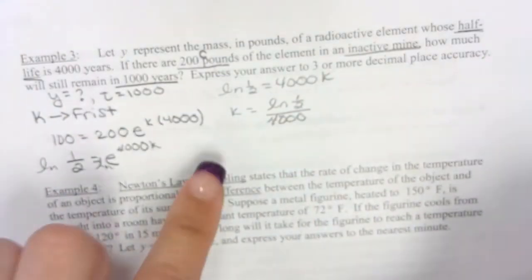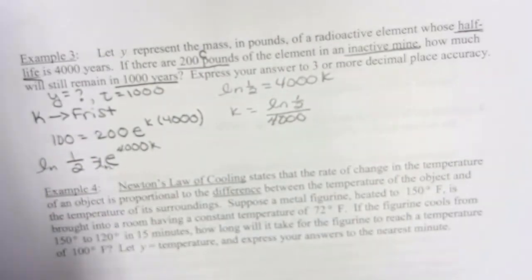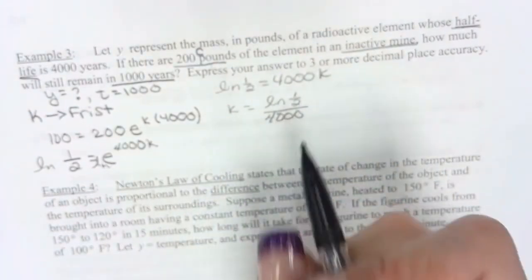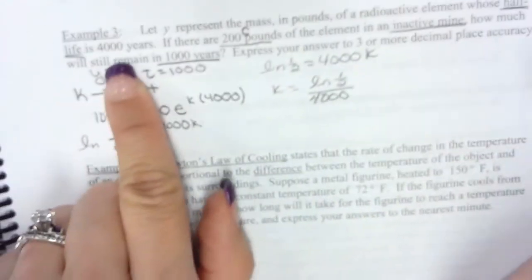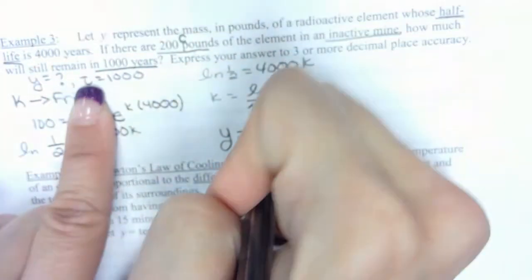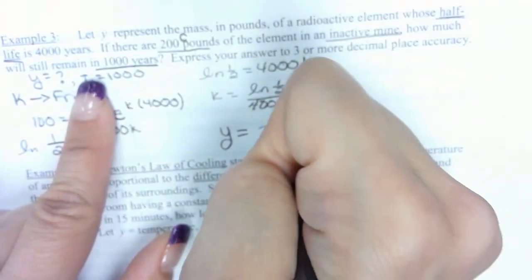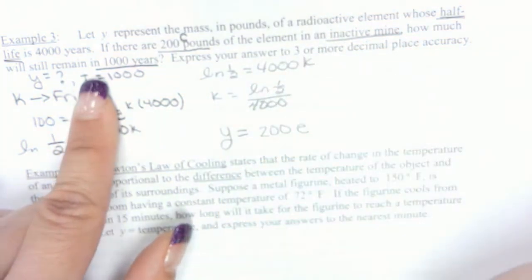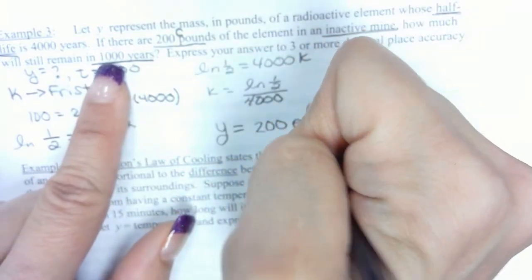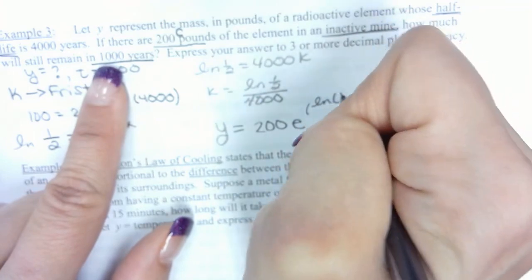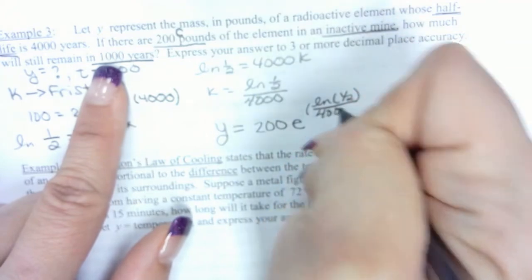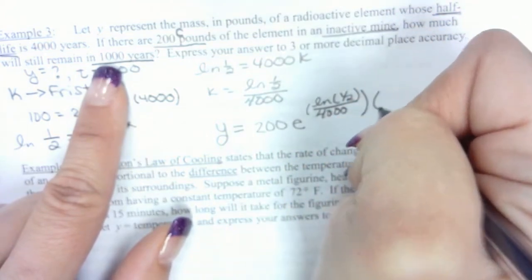Now, we're going to learn a trick on our calculator right now, because of what happens when we plug this in. So I'm going to show you, hold on, let's back up here. I'm going to answer the original question. How much of the original 200 is still there after 1,000 years? Now we are going at the rate of ln 1/2 over 4,000. We are going for 1,000 years.